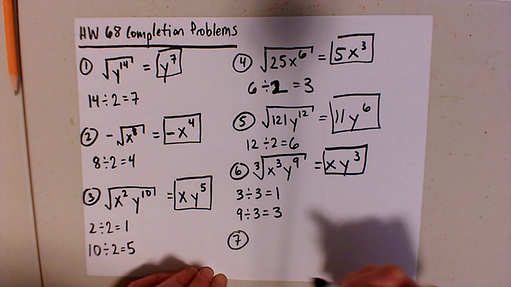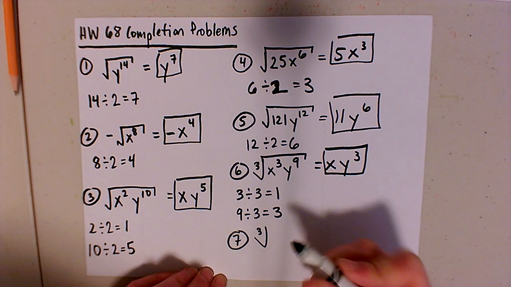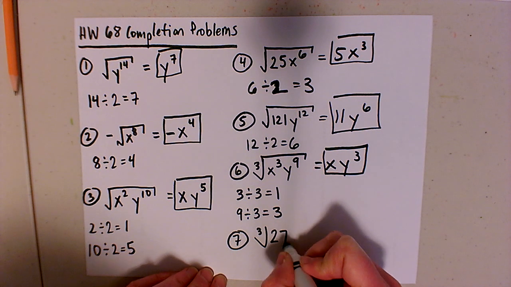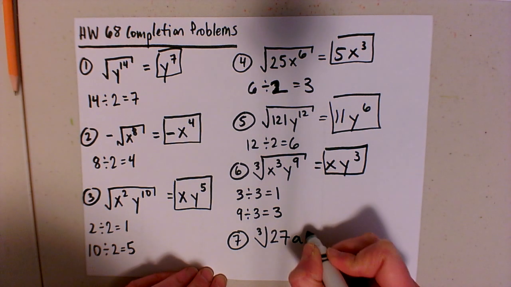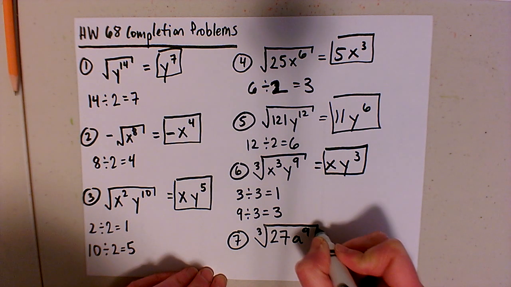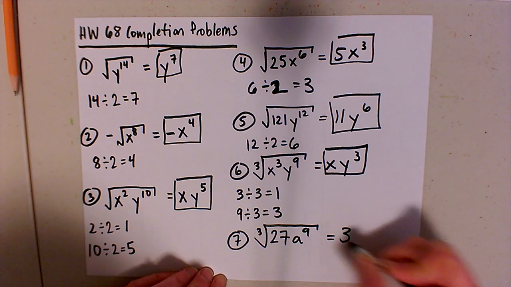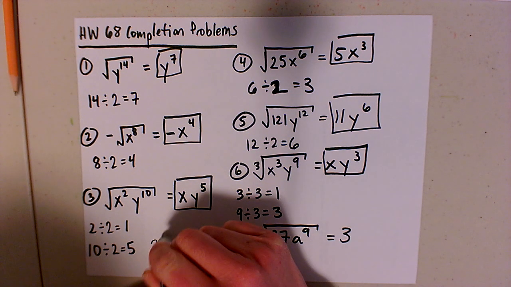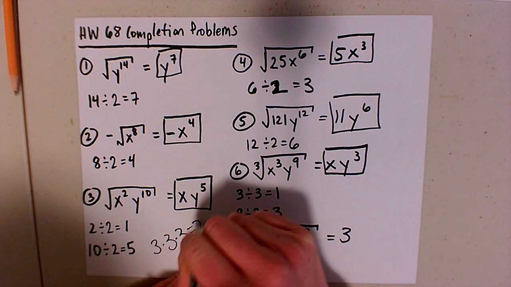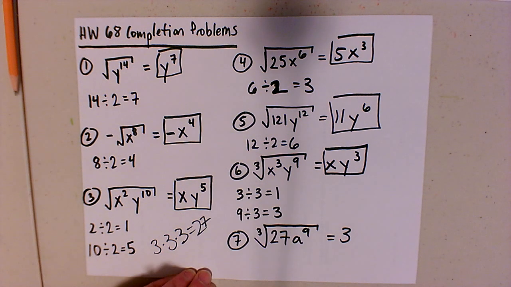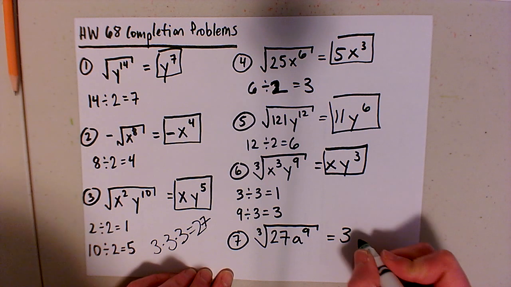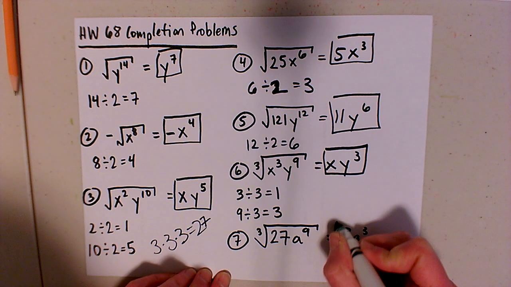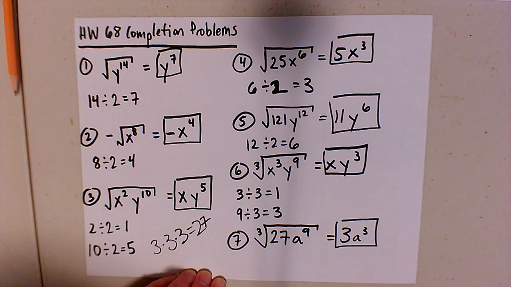For number 7, we have the cube root of 27a to the 9th. The cube root of 27, that's a perfect cube. The cube root of 27 is 3, because if you remember, 3 times 3 times 3 is 27. And then the cube root of a to the 9th, we would do 9 divided by 3, and we get a to the 3rd, so your answer is 3a cubed.